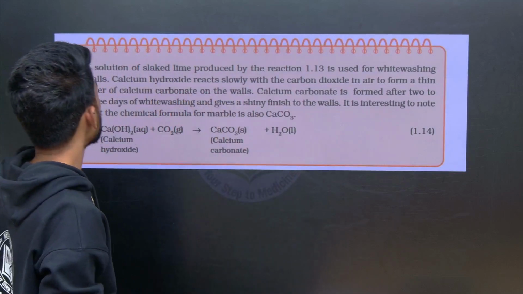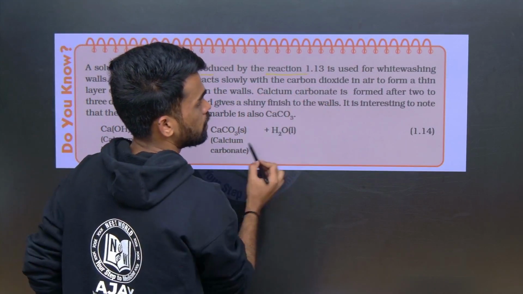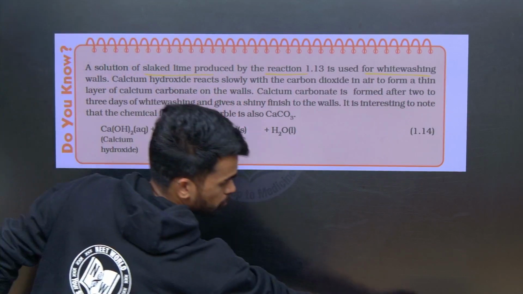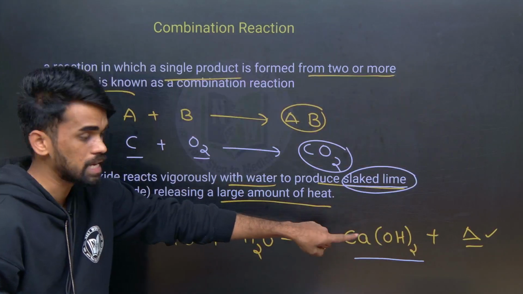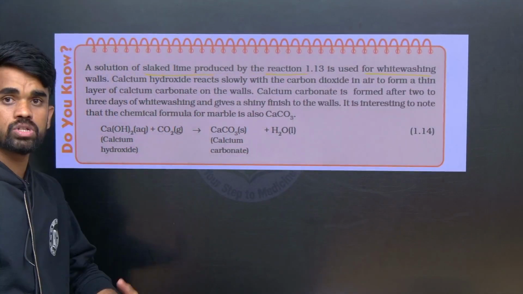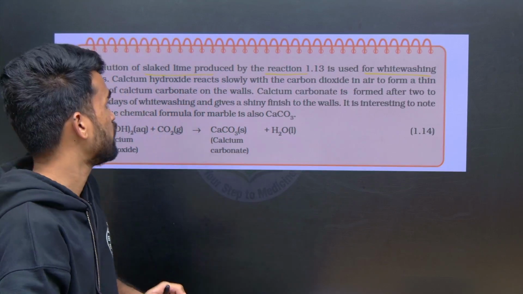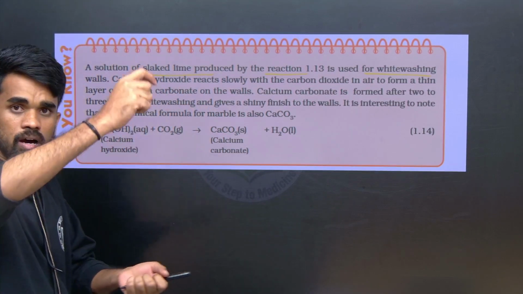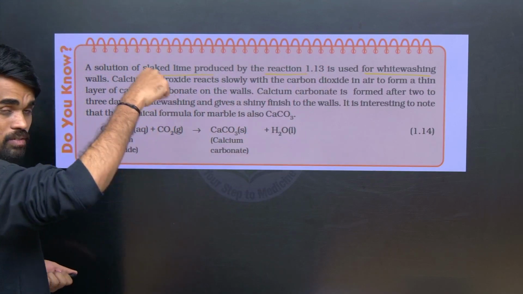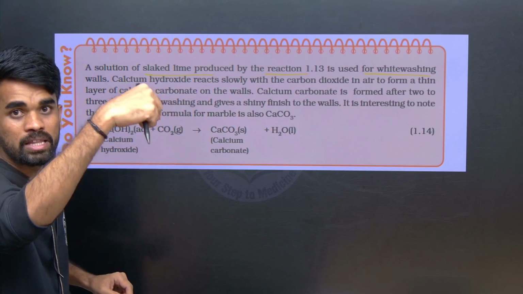A solution of slaked lime produced by the reaction is used for whitewashing. What we got in the previous reaction is slaked lime, calcium hydroxide, and this is used for whitewashing. The person applies this calcium hydroxide on the walls.